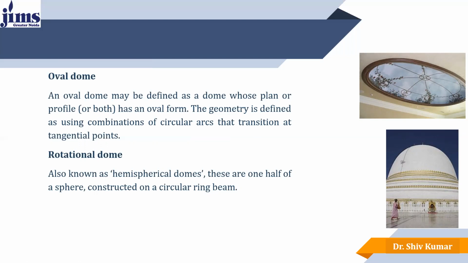The next is the rotational dome, also known as the hemispherical dome. These are one half of a sphere constructed on a circular ring or beam. So here you can see in that second image the rotational dome. As far as this construction is concerned, as was mentioned, the circular ring beam is provided over the periphery, and this rotational dome is constructed on that.